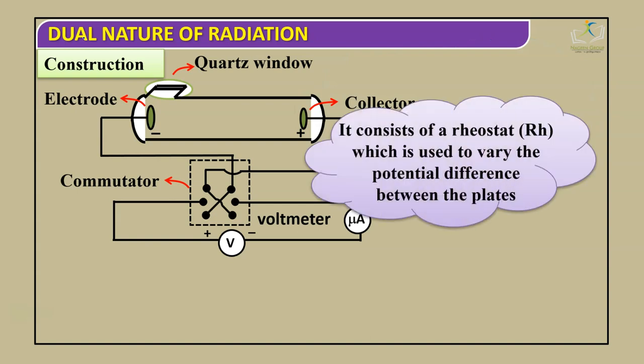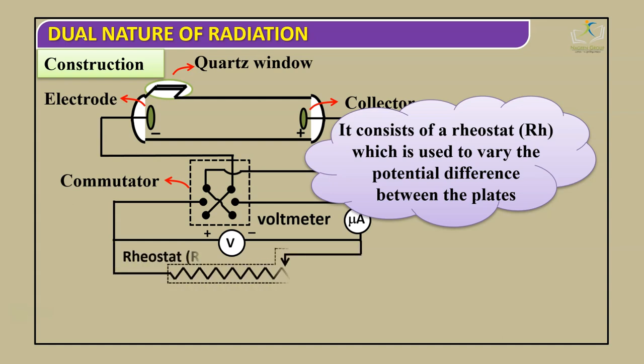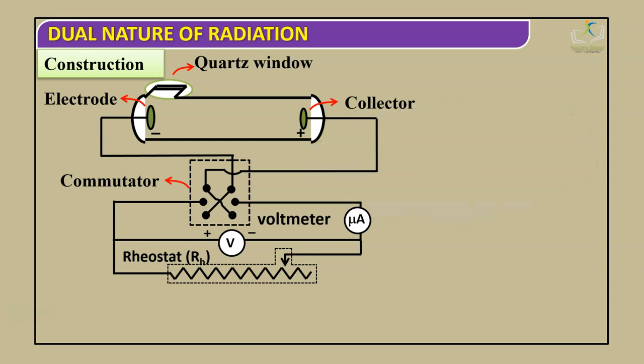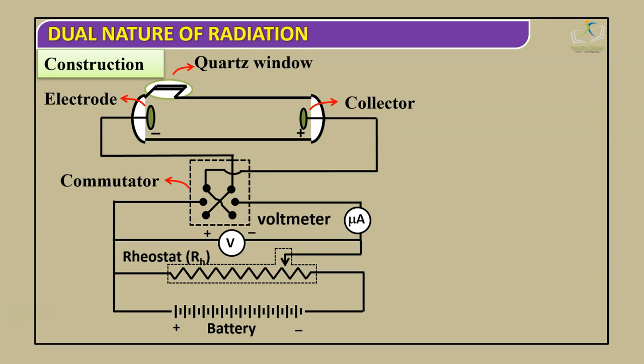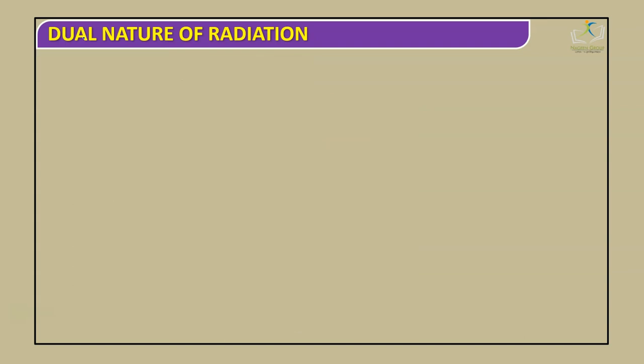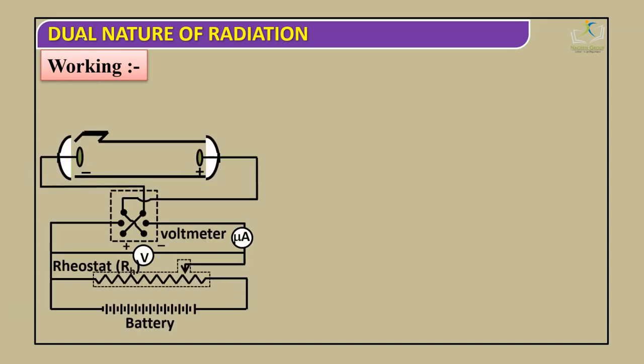It consists of a rheostat also, which is used to vary the potential difference between the plates. It consists of a battery, which is used to supply or apply the potential difference between the plates. So it is a complete infrastructure of this device. Now how will it work? So this we will see in the working zone.